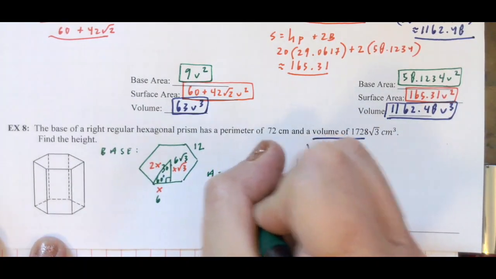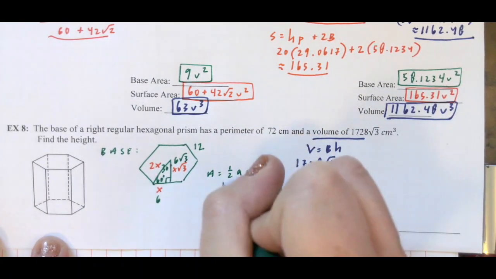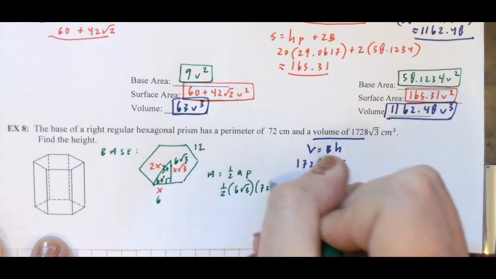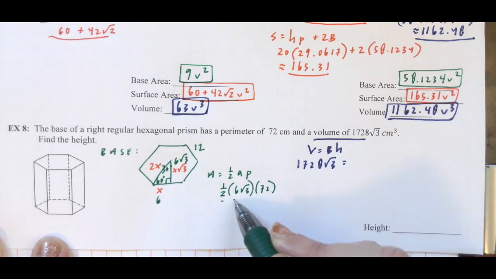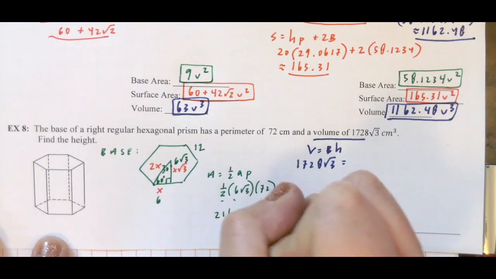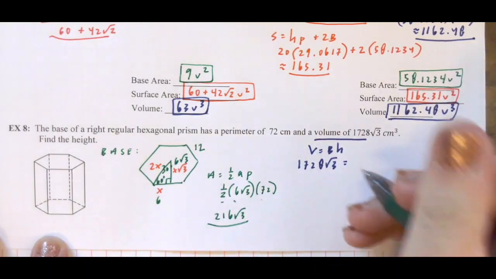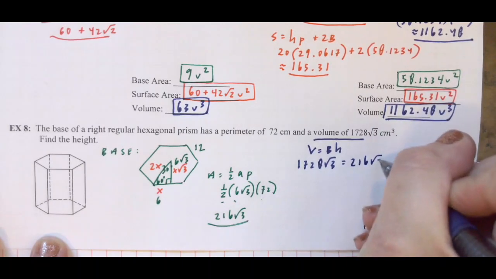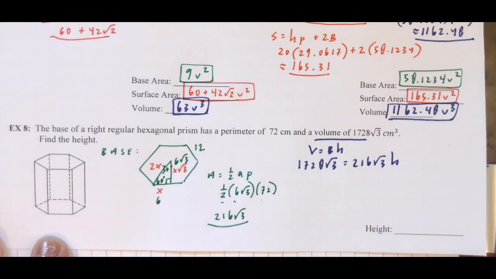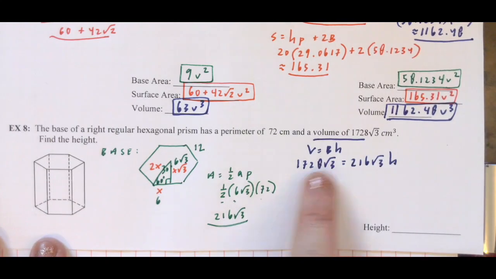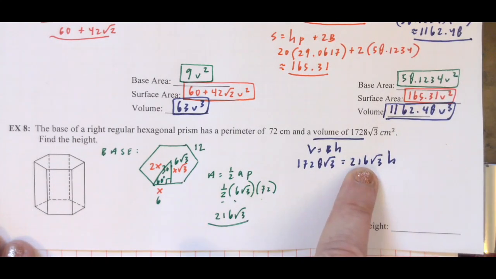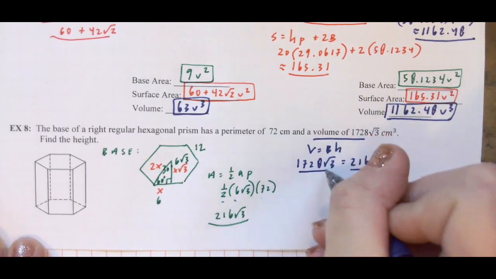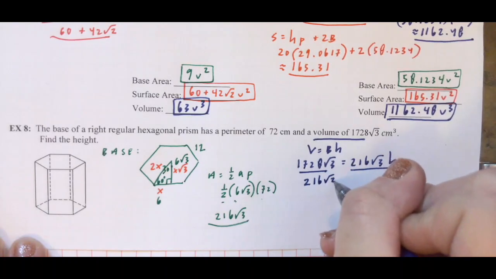So my area, half the apothem times the perimeter, half of 6 root 3 times 72. Half of 6 is 3, 3 times 72, I'm at 216 root 3. That's what I'm going to plug in right here, 216 root 3, and then here's my unknown height. So again, I know my volume. I had enough information to find my base area, and now I'm trying to solve for my height.